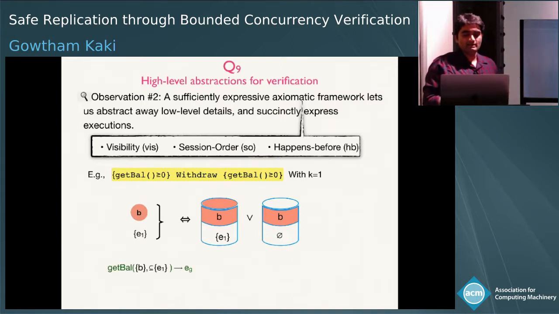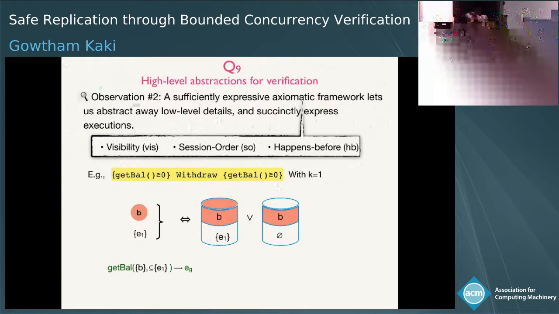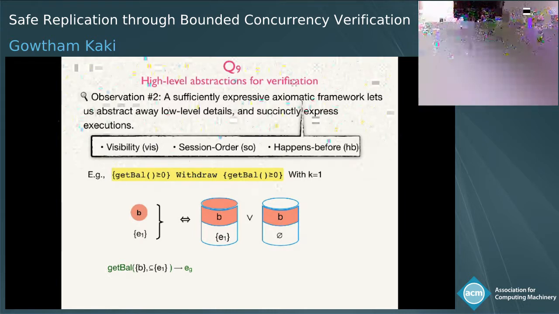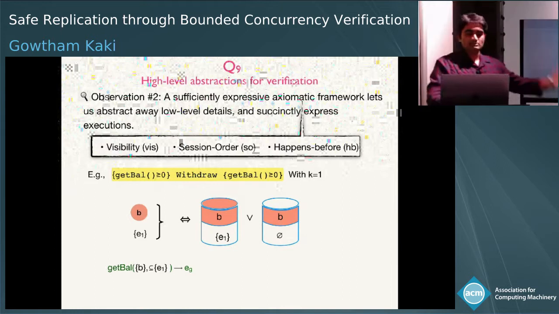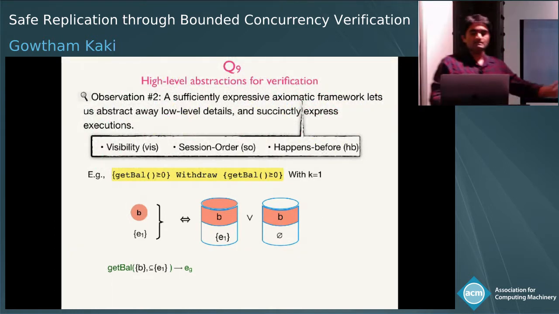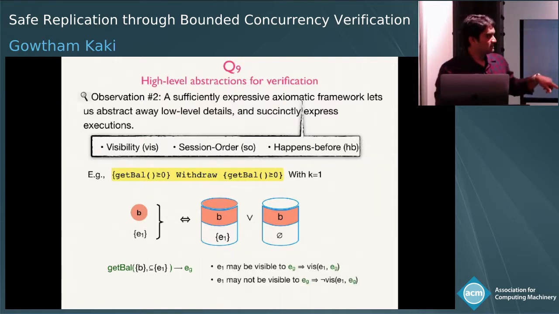So now let's say in the pre-state we are trying to show that getBalance, withdraw is safe, assuming that in the pre-state getBalance returns a non-negative balance. So let's consider getBalance in the pre-state. It witnesses B and some subset of the effects E1, since it can execute on any of the replicas. So any subset of E1 would represent the replica state that it sees, right? For the sake of this demonstration, let's say it produces an effect EG. E1 may be visible to EG, in which case we write vis(E1, EG), or E1 may not be visible to EG, in which case we write not vis(E1, EG).